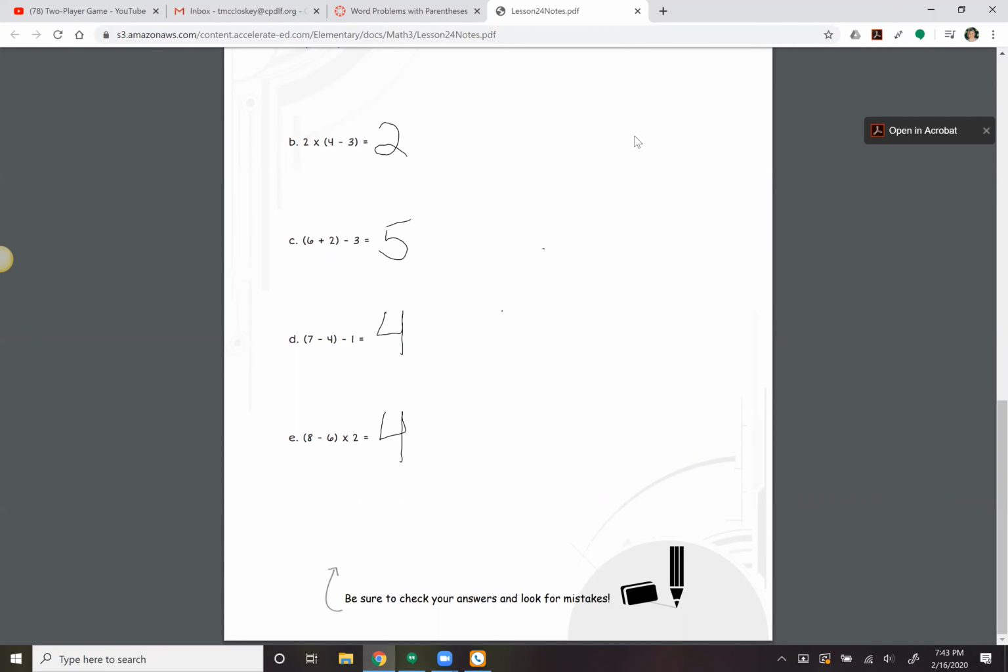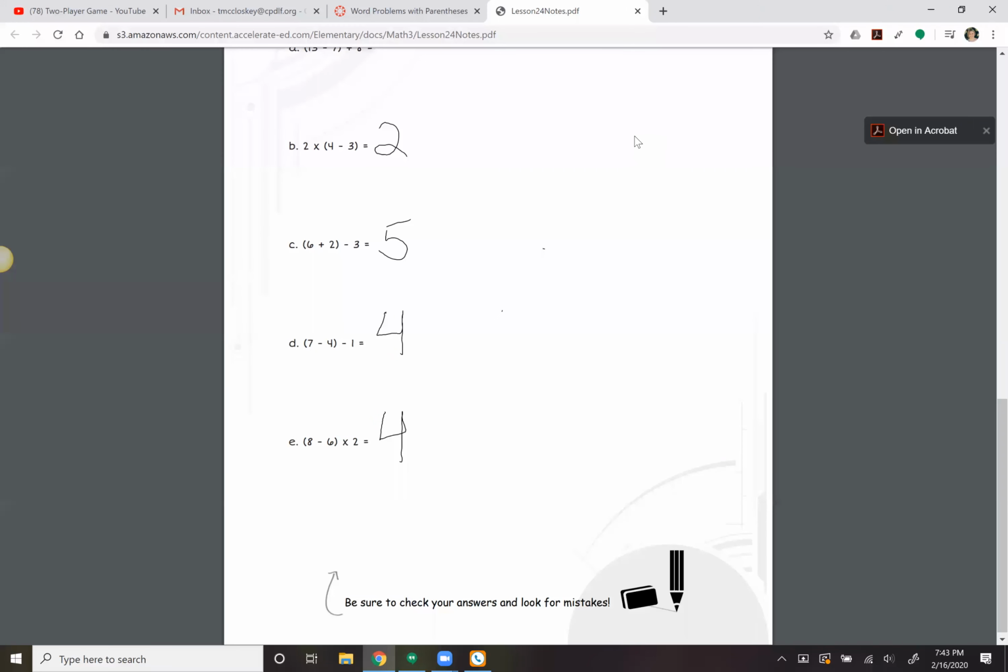4 minus 3, I gotta annotate. 4 minus 3 is 1. Drop down the 2 times, so 2 times 1 is 2. Okay, parentheses first. 6 plus 2 is in parentheses, then minus 3. So 6 plus 2 is 8. Drop down minus 3. The answer is 5.